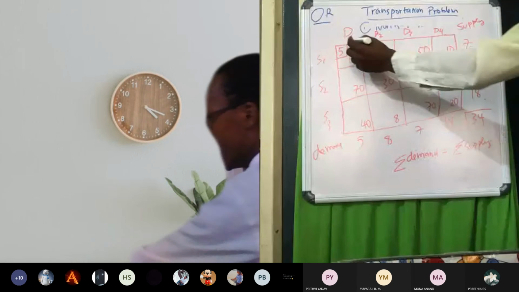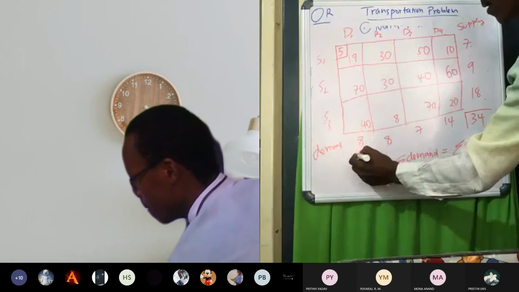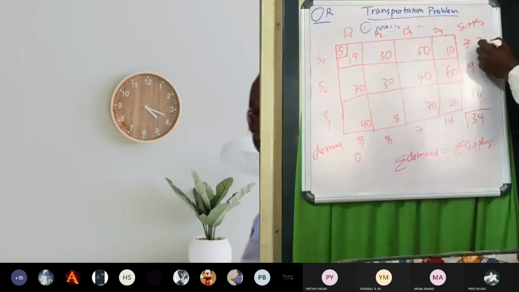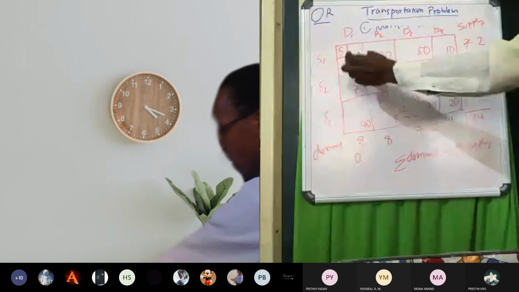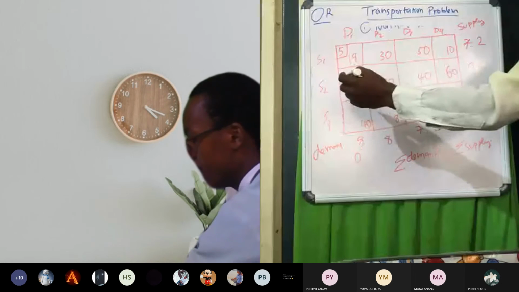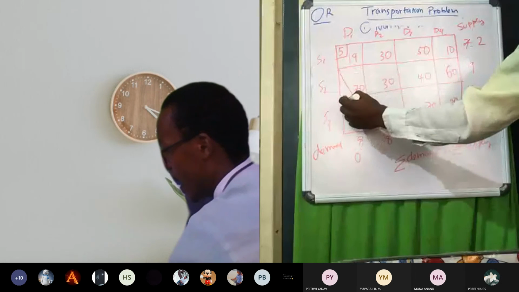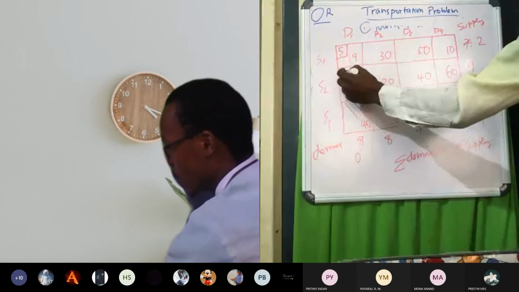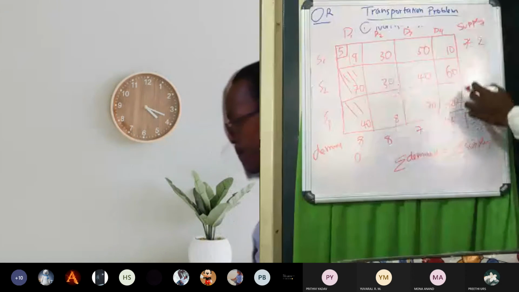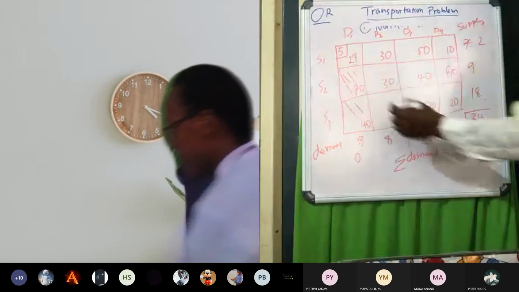Now you reduce the selected value. 5 minus 5 is equal to 0. Clear? And 7 minus 5 is equal to 2. What do you do next? The column or the value which gives 0, you cross off. I'm going to cross off this one. This is crossed off. Now, what is remaining is these cells.